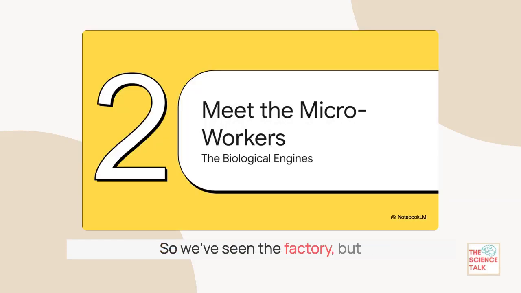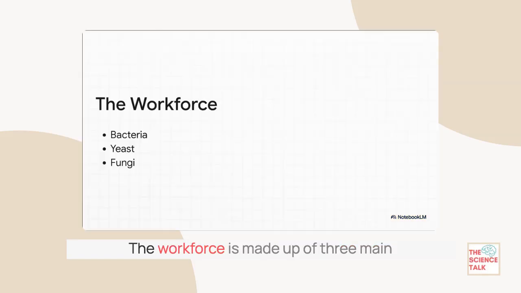So we've seen the factory, but who exactly is on the payroll? Who's doing all this work? Let's meet the biological engines that are driving this entire process. The workforce is made up of three main groups: bacteria, yeast, and fungi.